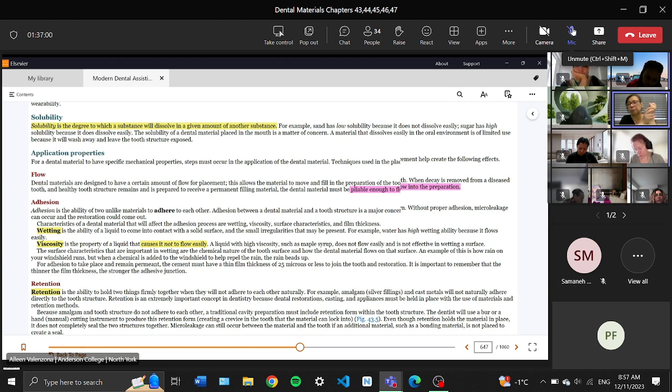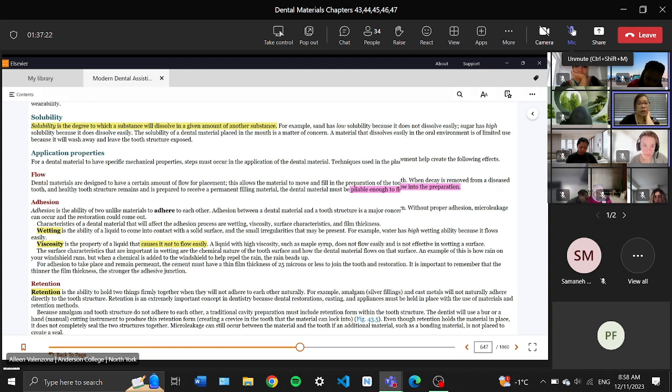You cannot move a rock, or a stone. It is as hard as it is. Unlike clay dough, when you have clay dough, you can play with it with your hand. You can manage it because it is softer. So that is the meaning of pliable. Pliable enough to flow in the preparation.